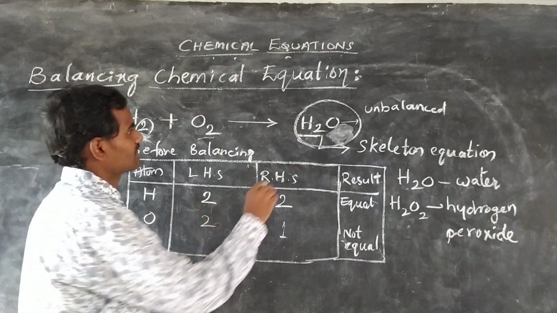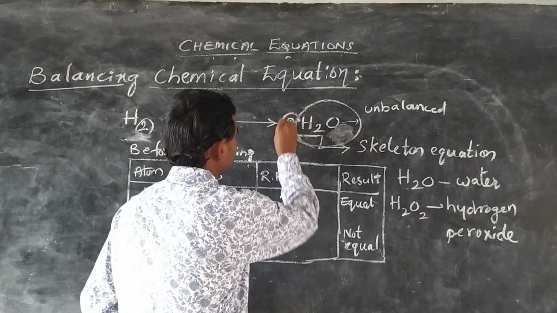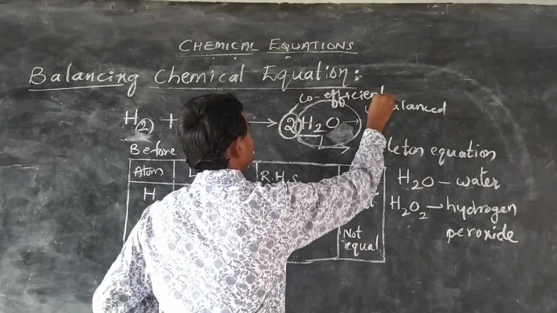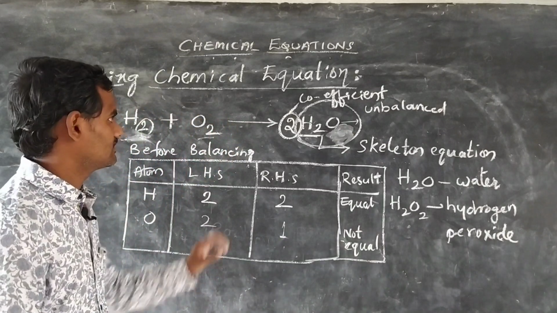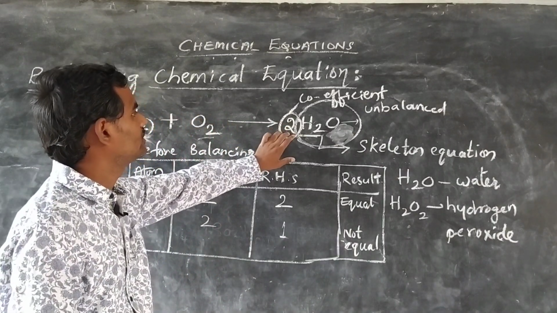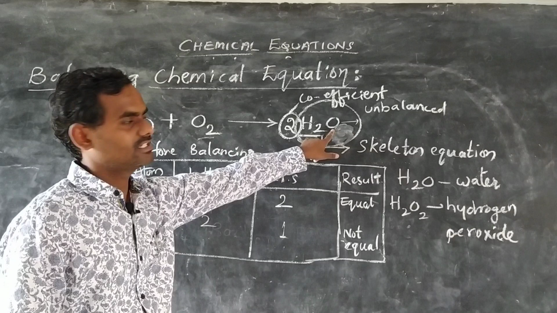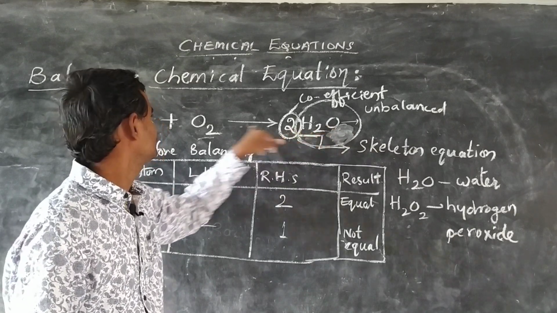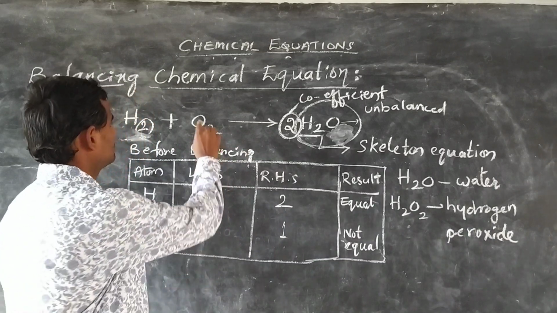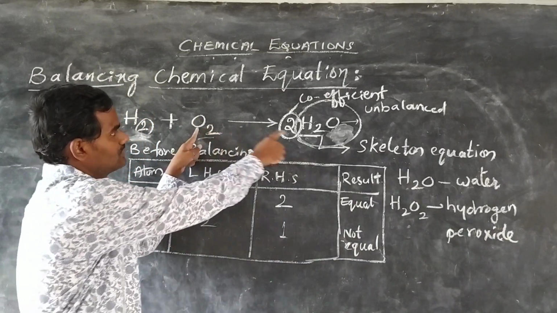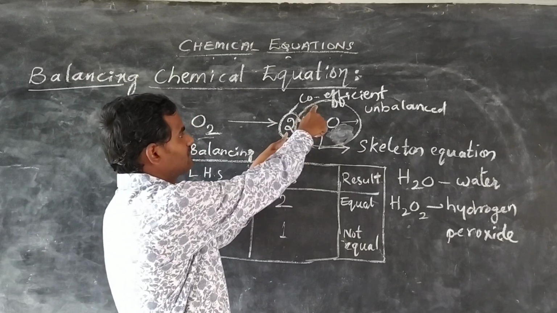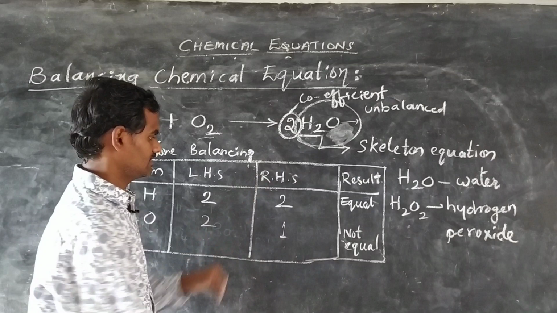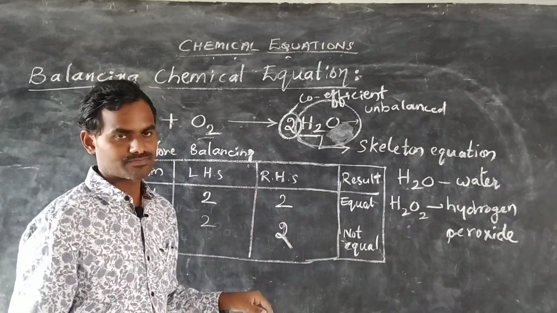We have to write a number only at the coefficient place. For example, if we keep 2 here, we need 2 oxygens. We keep 2 here and the oxygens become equal. The number of oxygens on the left hand side is 2. If we keep 2 at the coefficient place, the number of oxygens on the right hand side also becomes equal.